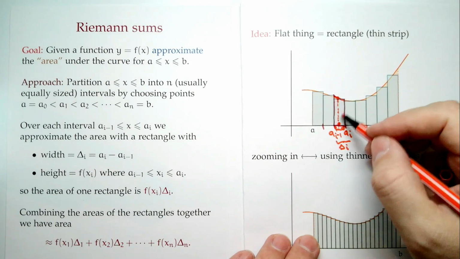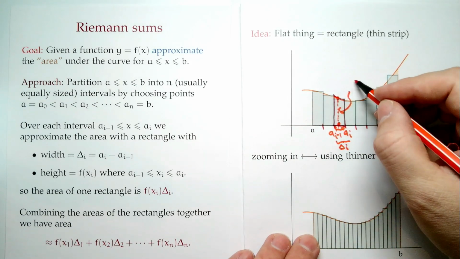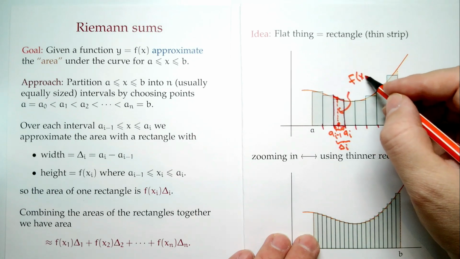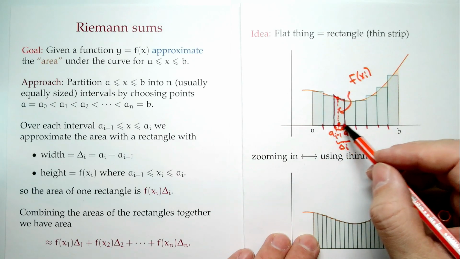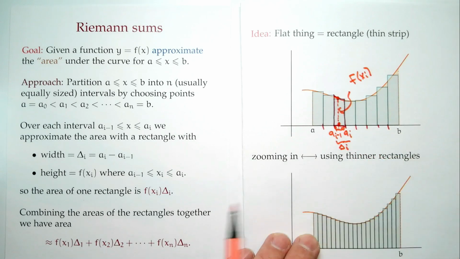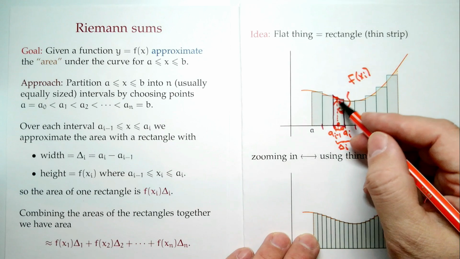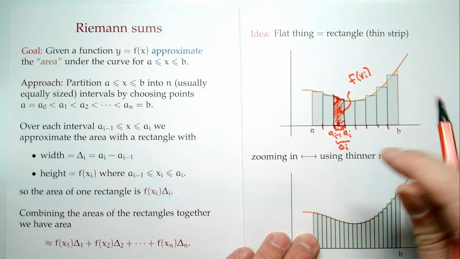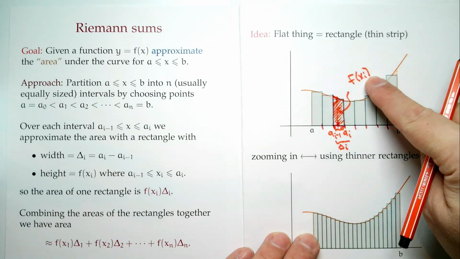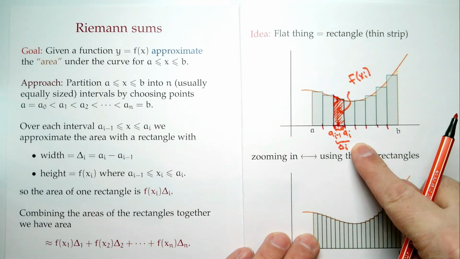So this point right here, this is our height. That's our function of xi. So now you have a width and a height, and so you get the area of the rectangle is this, I'll shade it in. That area is f of xi delta i.